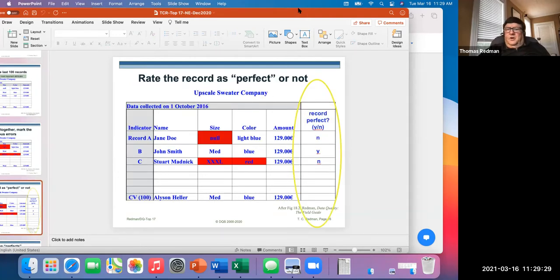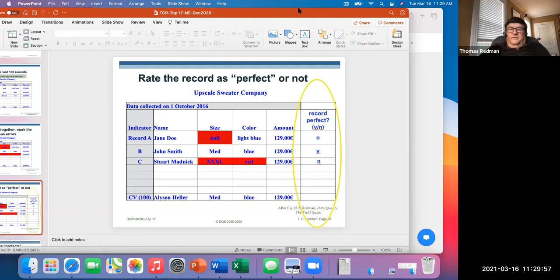After you've worked line by line, then you add a column, record perfect or not. Basically, it means is there any red or not? You can see that there's red in the first row, so that record's not perfect. Count that as a no. There's no red in the second one, so that one gets a yes. There's 2 reds in the third one, that gets a no. There's no double counting here, so it's just one no kind of thing.